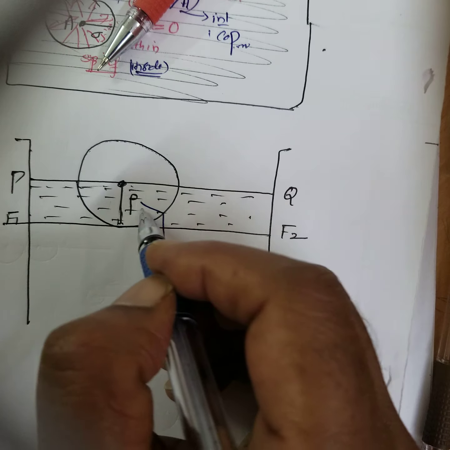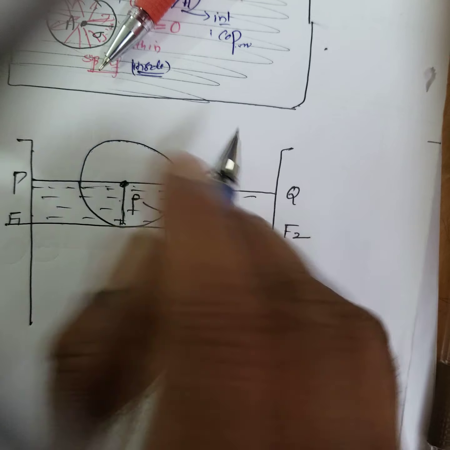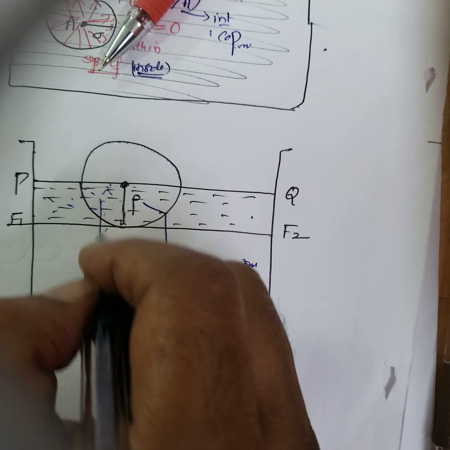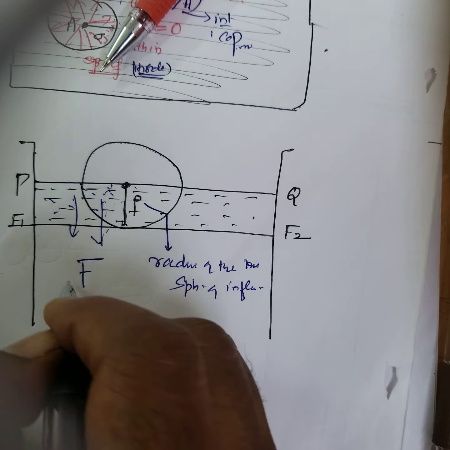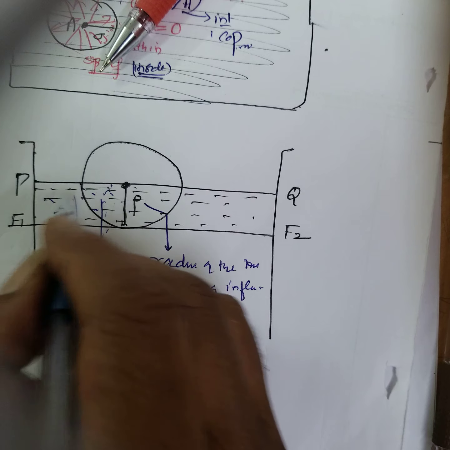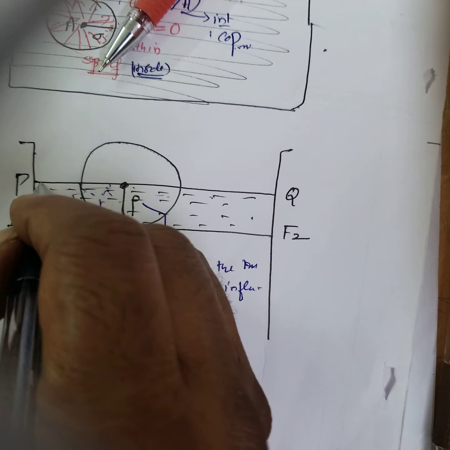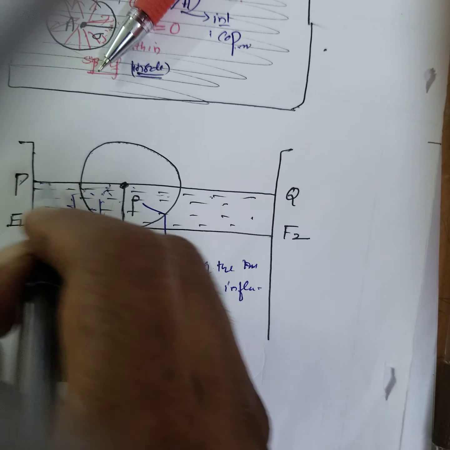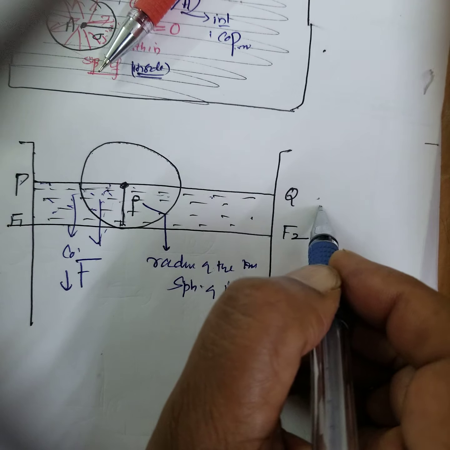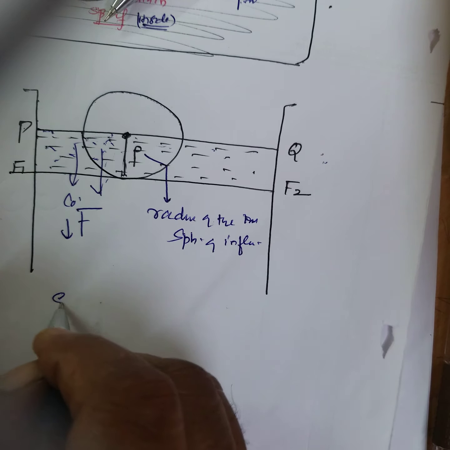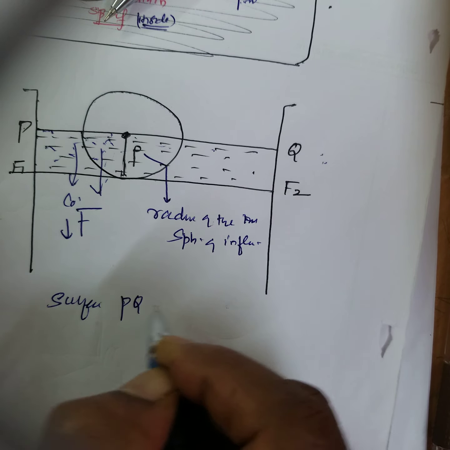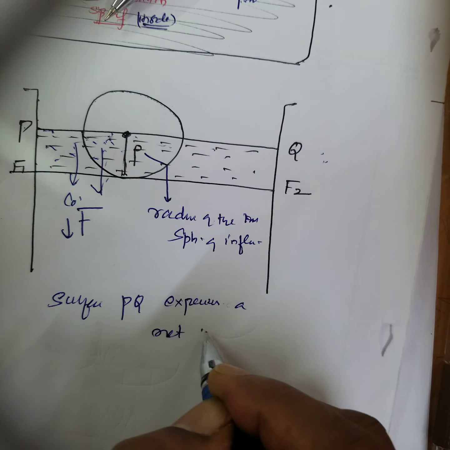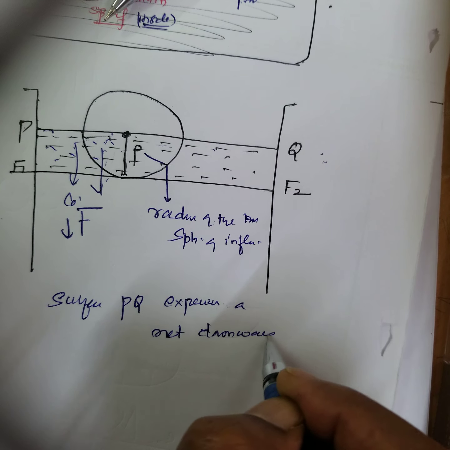And all these molecules are lying here, right? All these molecules between here to here will experience a downward cohesive force. Understand? Where maximum force? Here is the maximum force. Therefore the surface PQ experiences a net downward force.